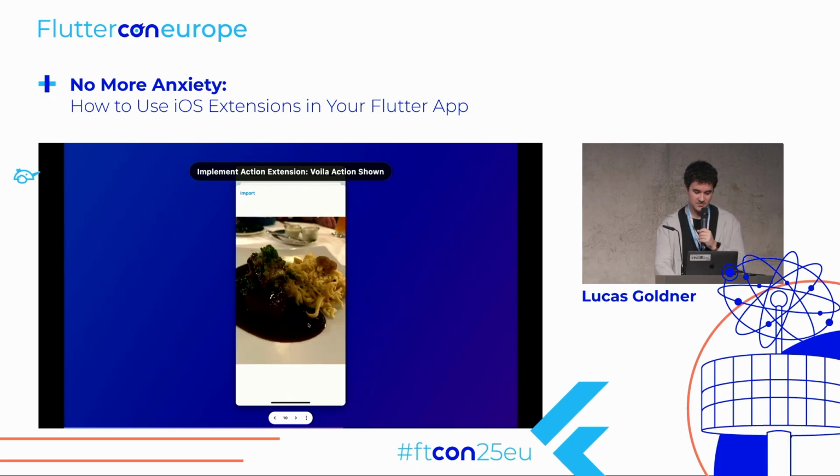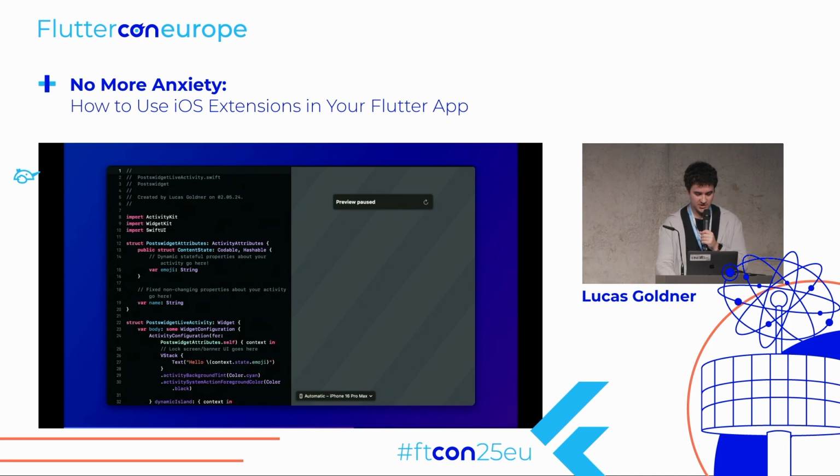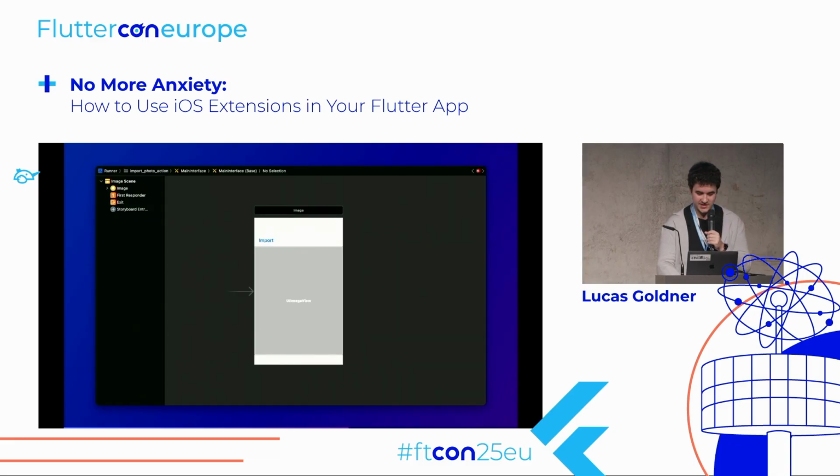If I click on that, I will then get a UI popping up with my image inside of it and this import button. The UI for this extension was made with Storyboard, but there are also extensions like WidgetKit, which uses SwiftUI. So it depends on the extension on what you need to implement. For our extension, we just had a simple button and a UIImageView.